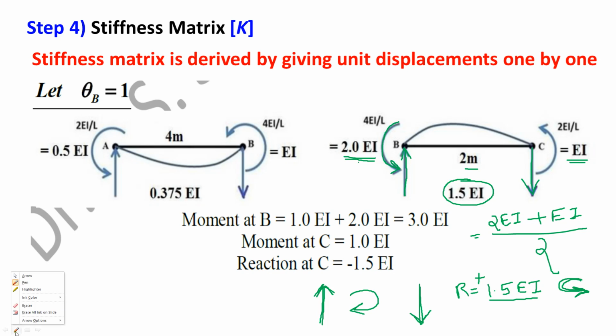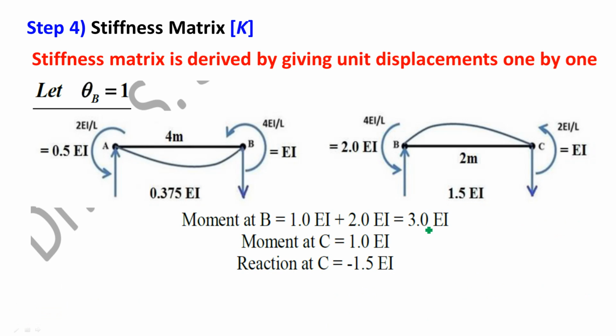Now based on this, we have to collect the required actions. Our unknowns are theta B, theta C and delta C. These are our three unknowns. Corresponding actions are moment at B, moment at C and reaction at C. Okay, so what is the moment at B? This 1 EI plus 2 EI, total 3 EI. This is the moment at B.